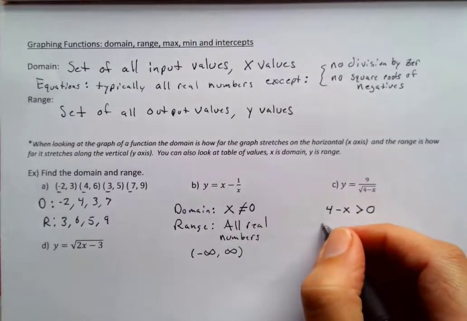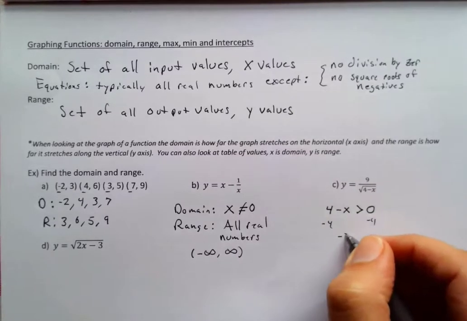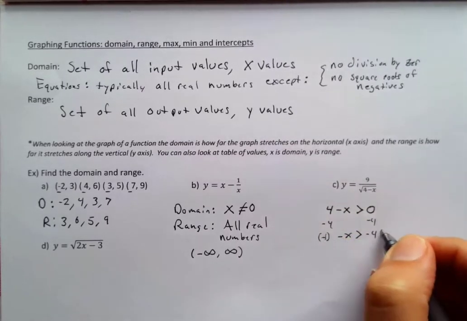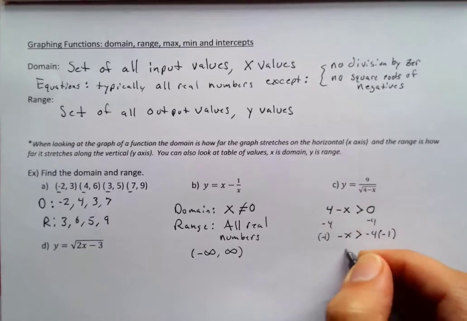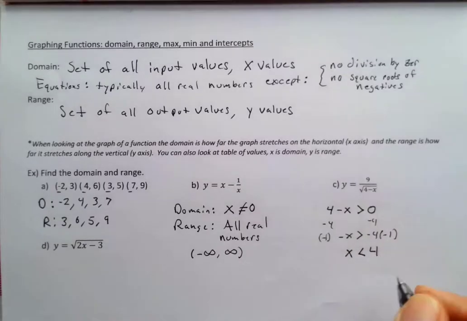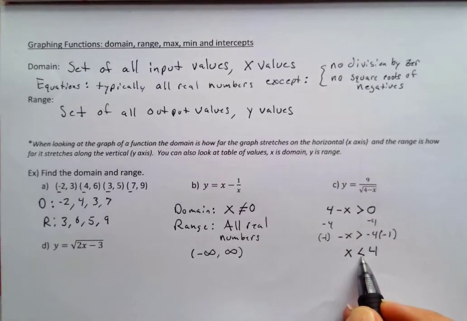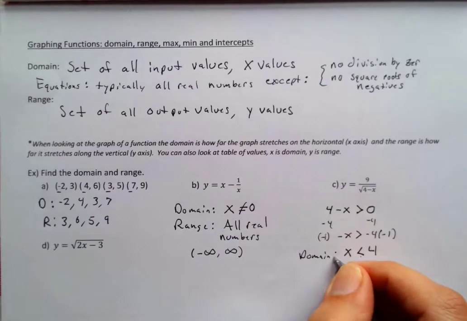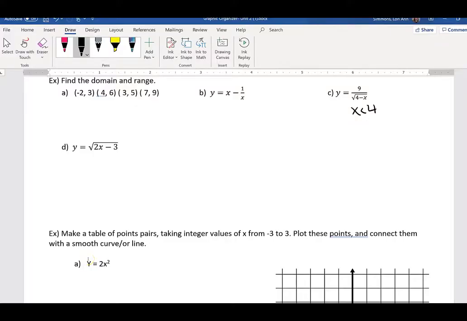And then you're going to solve this. So subtract the 4, negative x bigger than -4, multiply by -1. And if you multiply and divide by negative, if you remember this from algebra way back, the sign flips. So x has to be less than 4. This is your domain. So for C, we have x is less than 4.